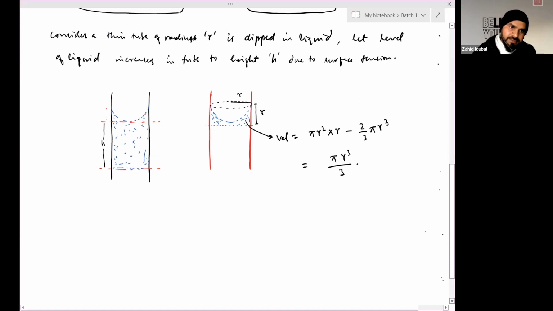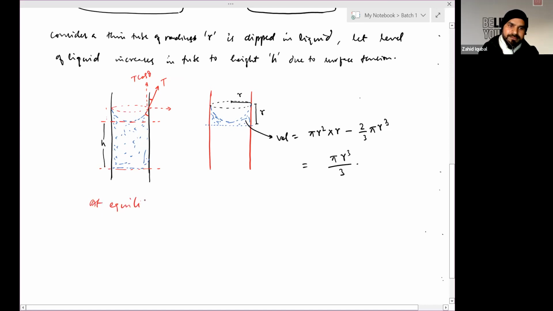At this interface, along this direction, the surface tension acting will be T. If this was theta, so this must be theta. So it will have a component along this direction and another along this direction. So this will be termed as T cos theta, which is acting along its perimeter from this point to this point, that is 2 pi r, in the upward direction to balance this liquid.